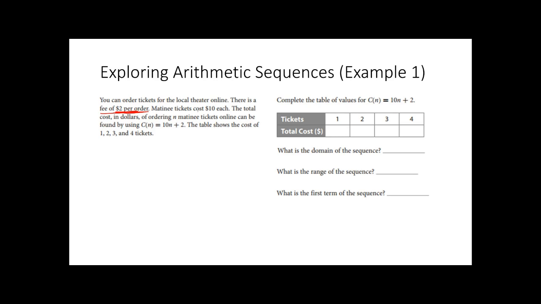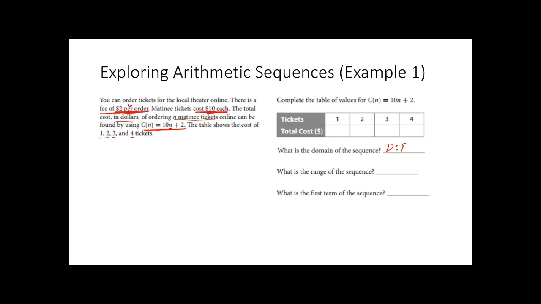Now matinee tickets cost $10 each. The total cost in dollars of ordering n matinee tickets online can be found with this. So it looks like our initial value, where we start, is $2. So just for ordering tickets, you have to pay $2. Now how many tickets is totally up to you, and that's represented by n. They do cost $10 per ticket. Now the table shows the cost of 1, 2, 3, and 4 tickets. So this would actually be our domain.